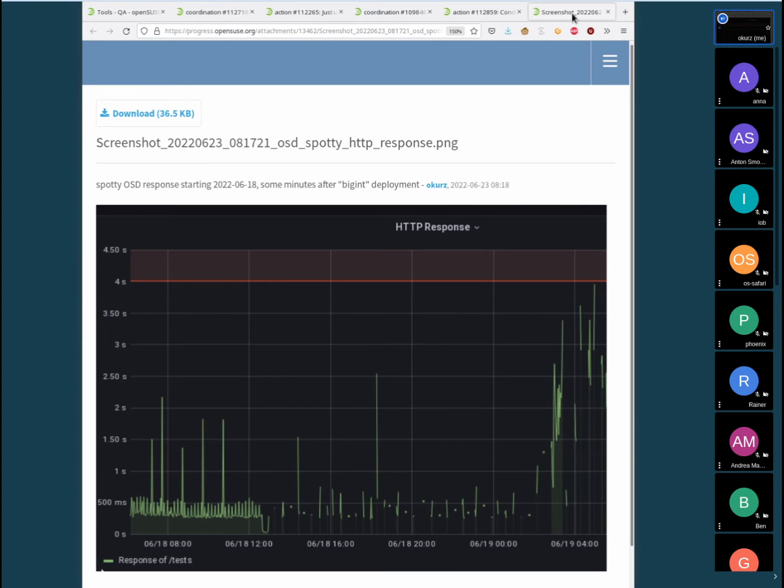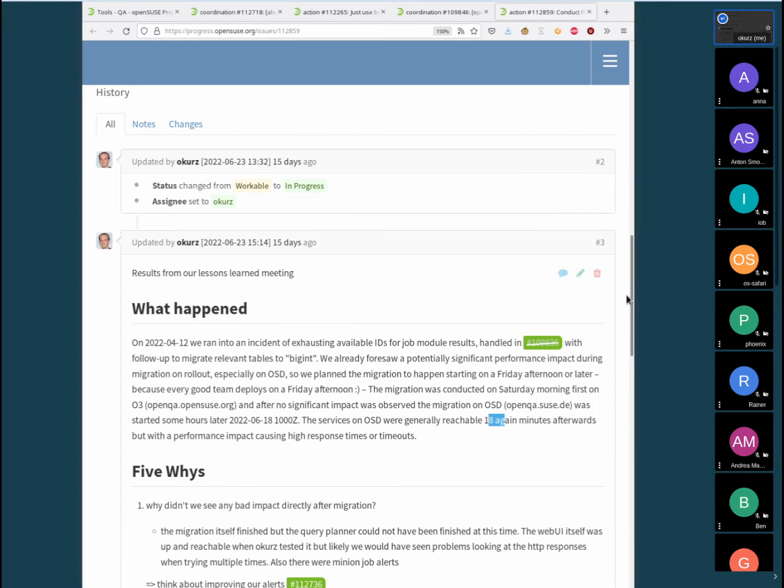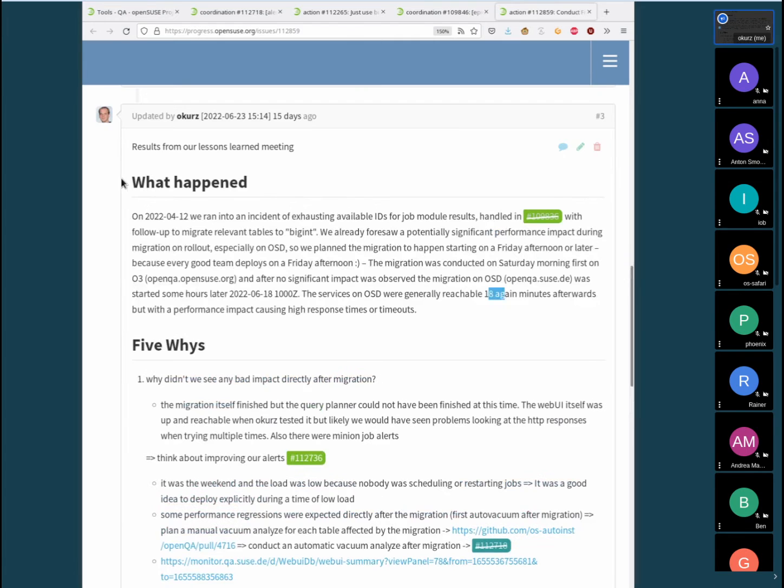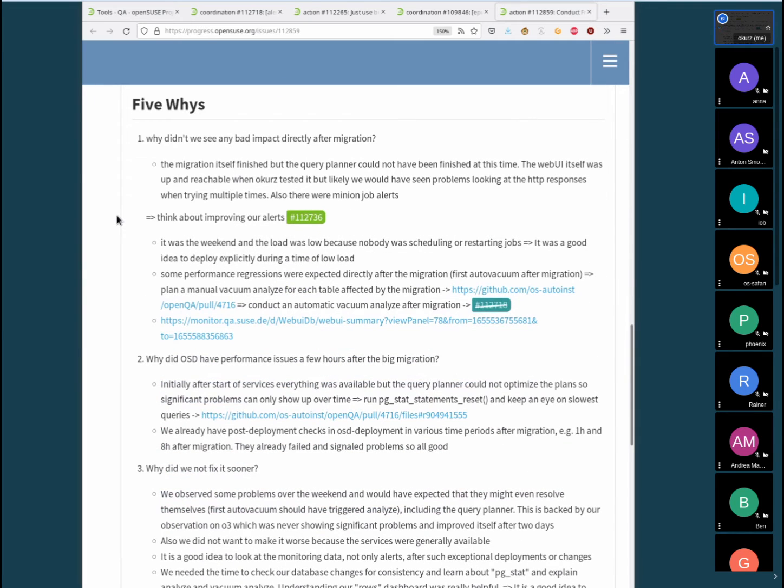Yes, okay, so I will go into more detail. We discussed what happened and what we did, so now let's dive in further. We did conduct a 5 why session. So we collected what happened, and then we asked, why didn't we see any bad impact directly after migration? Well, the migration itself finished, and I could see that the system generally works, especially on O3, but the query planner could not have been finished at the time. So the query planner could not know at this time what efficient routes to take. So the web UI itself, as a service, was up and reachable.